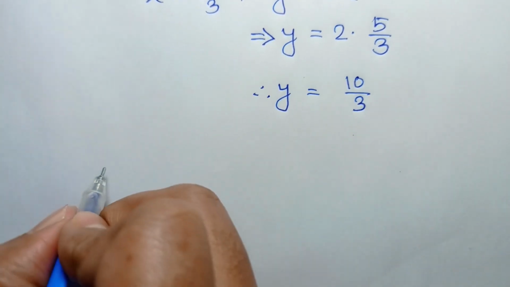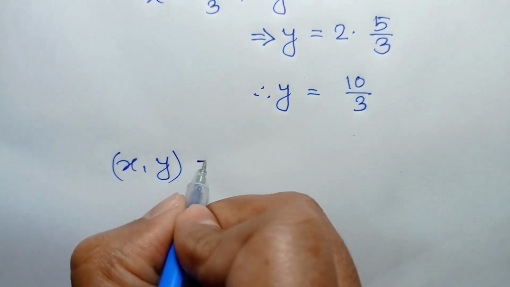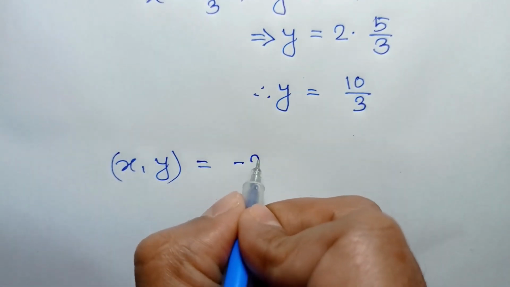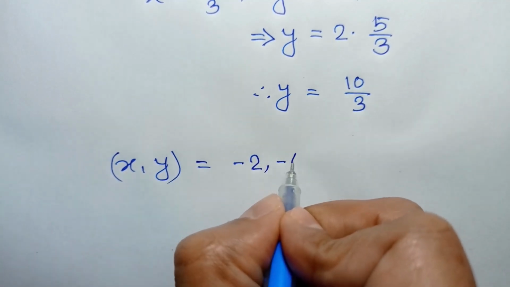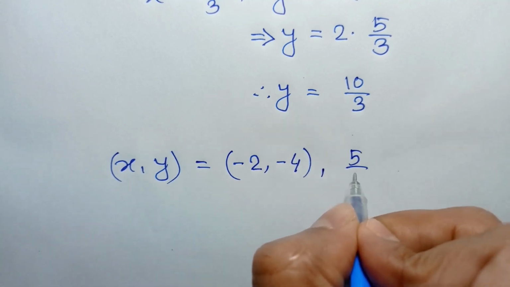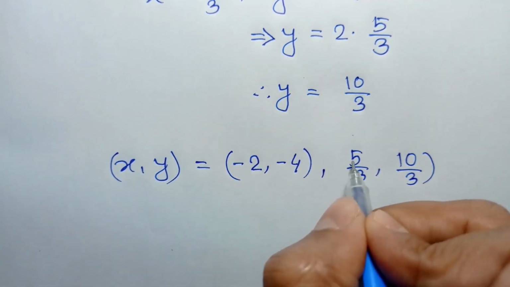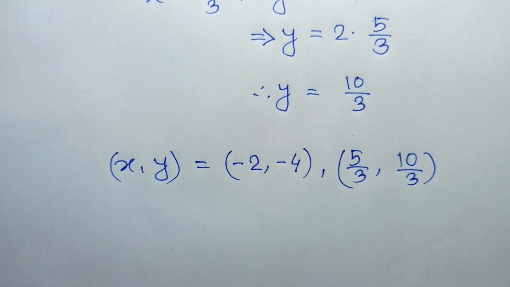So we got the values of x and y: when x is equal to negative 2, then y is equal to negative 4, and when x is equal to 5 over 3, then y is equal to 10 over 3. So these are the two solutions of these equations.